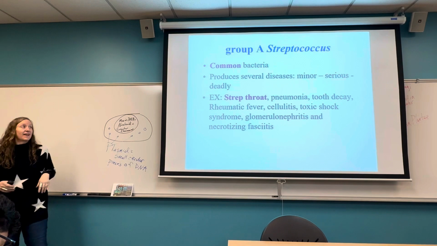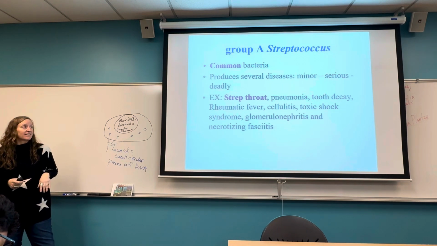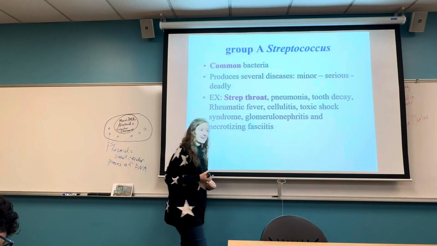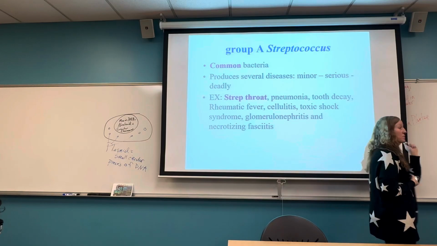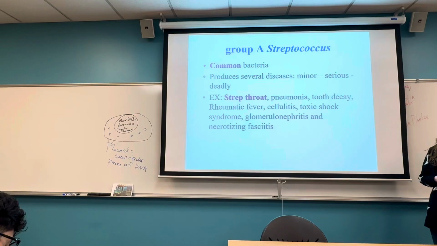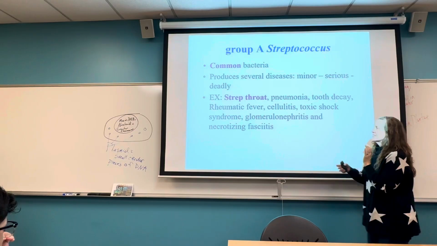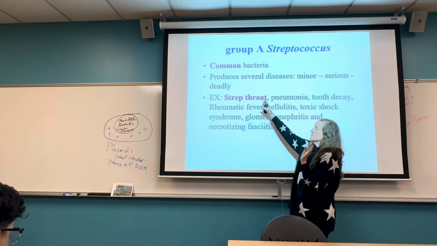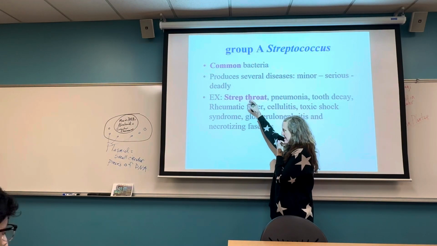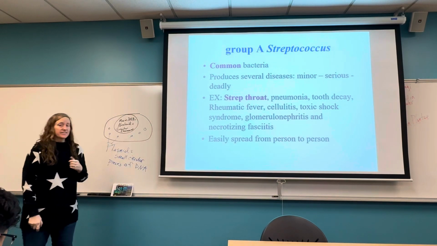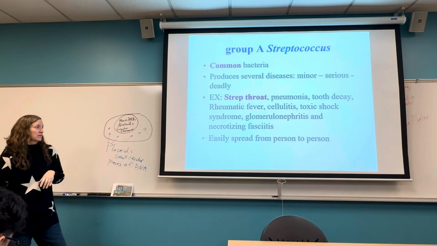Others in this group A streptococcus are pneumonia, tooth decay. That's why you brush your teeth twice a day for 2 minutes each time. You want to make sure you get those tooth decay bacteria off. Rheumatic fever, cellulitis, toxic shock syndrome, glomerulonephritis, and necrotizing fasciitis. So they go from strep throat is not fun to eating your flesh. There's a lot of diversity in here. These are easily spread from person to person.